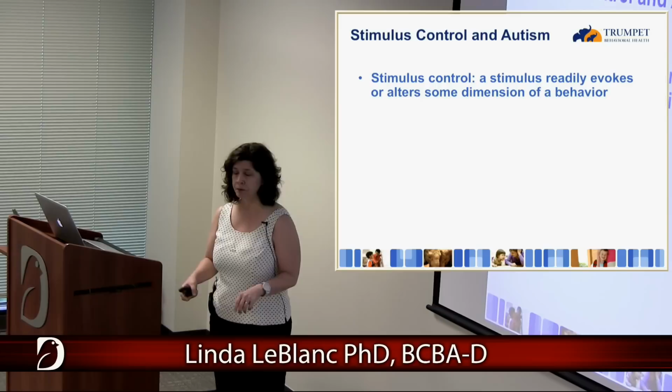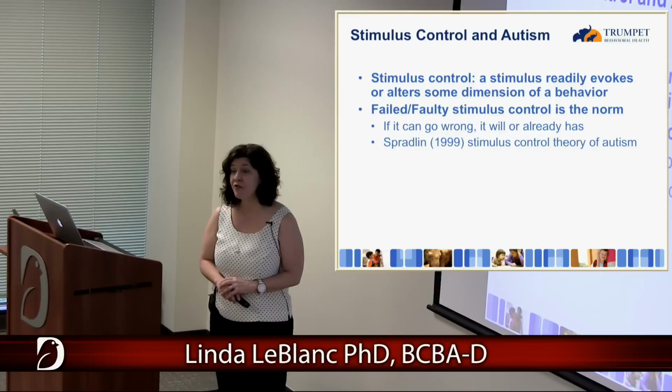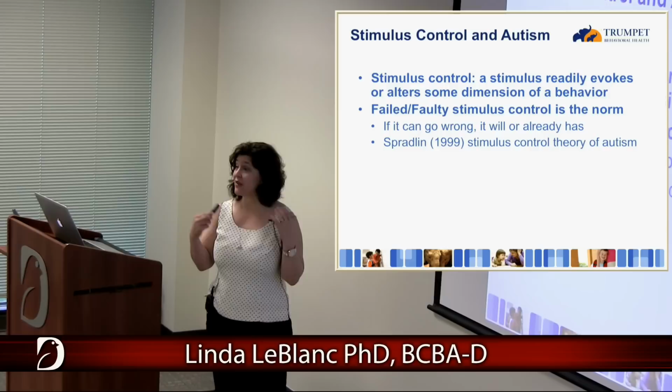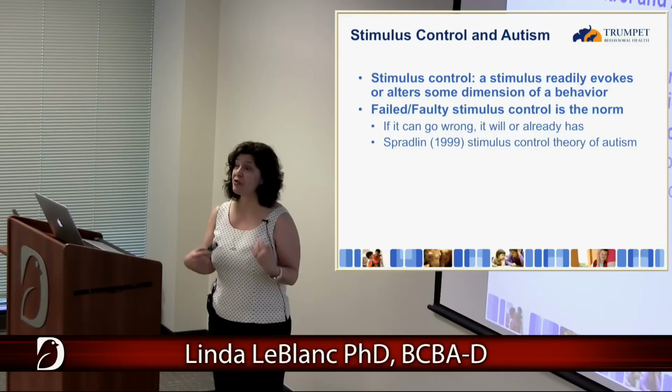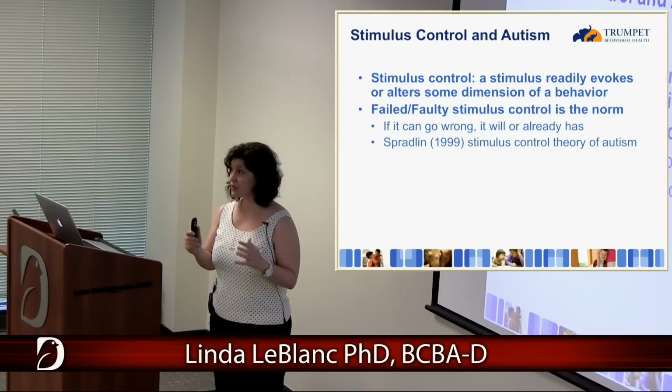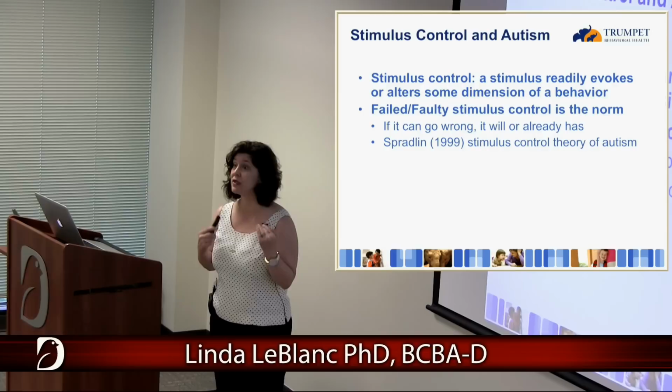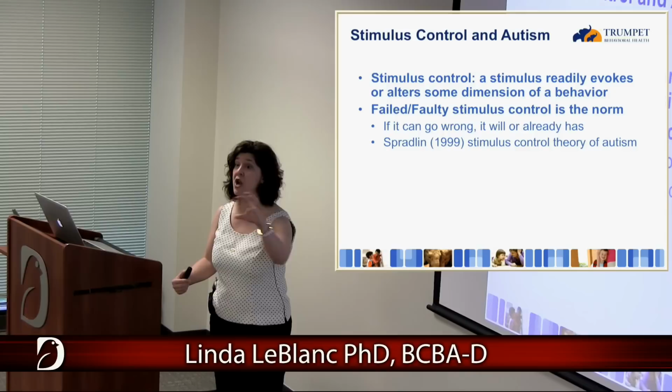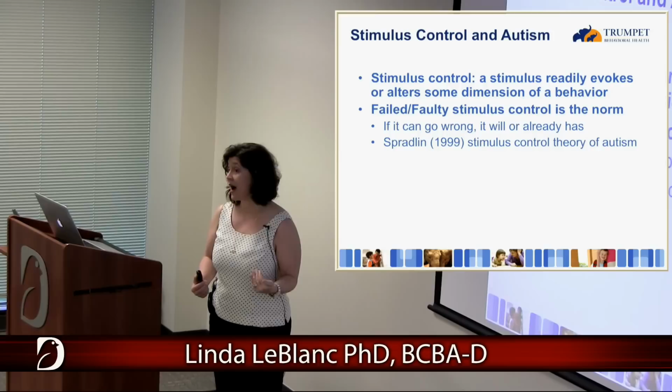Here's the thing. When we are working with children with autism, faulty stimulus control is so common that it kind of is the norm. If it can go wrong, it will, or it already has, and you just don't know it yet. And so that is an assumption that if it can go wrong, if your teaching procedures are not optimally designed, any wiggle room, any not quite right, could lead to faulty stimulus control. The wrong thing is evoking responding, or nothing is evoking responding, and in fact you are not establishing these things as discriminative stimuli the way that you might hope to have done.